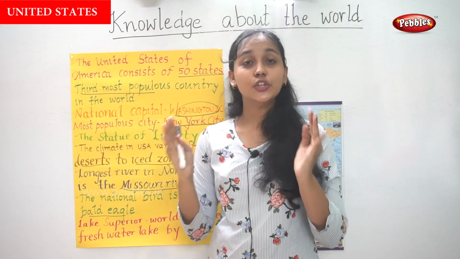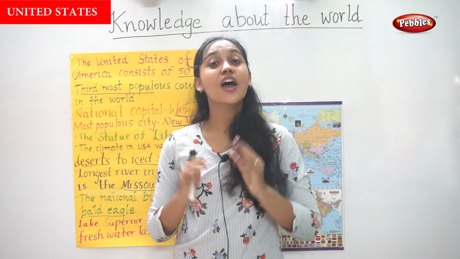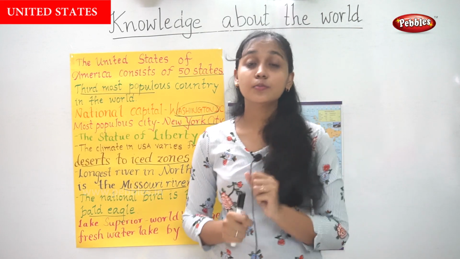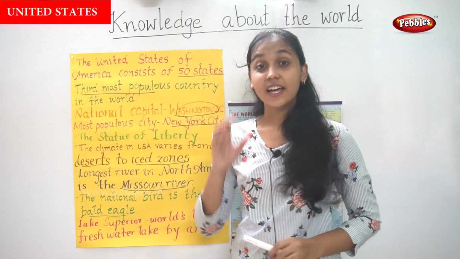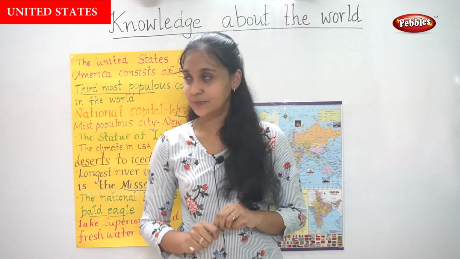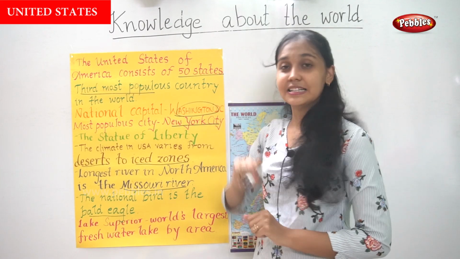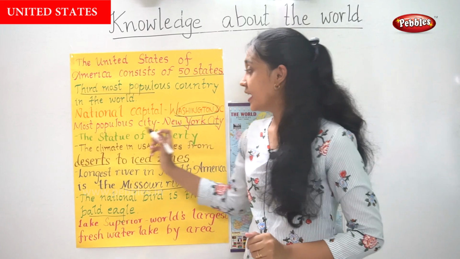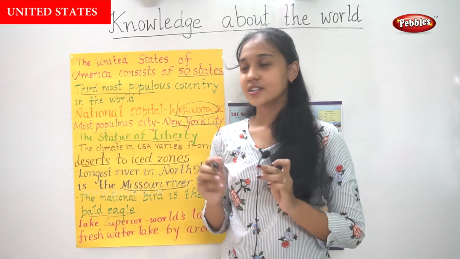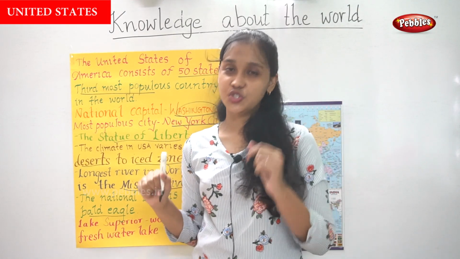So, once again, the United States of America. How many states do they have? They have a total of 50 states. So, that you need to remember. And then, it is the third most populous country. Within the country, which is the most populous city? It is New York City. What is the capital? Though New York City is the most populous, the capital is Washington DC. Then the Statue of Liberty is a main attraction here. The Statue of Liberty is also present in the USA. It is in New Jersey.